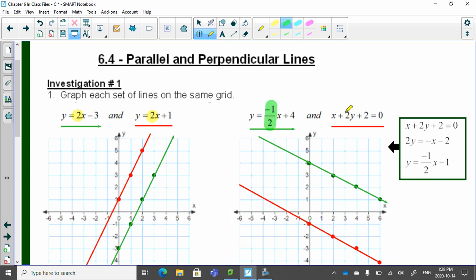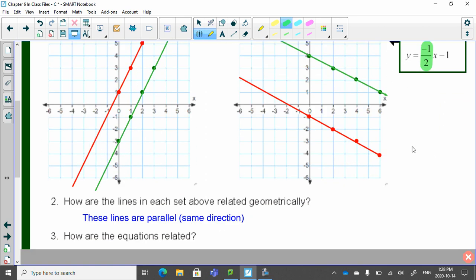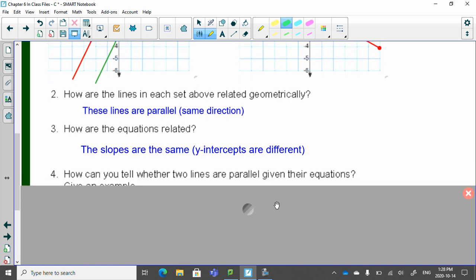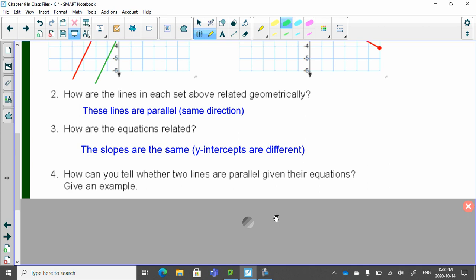Do you see the slope here? Although we can't get the slope from this equation, we put it into y equals mx plus b. Do you see the slope here? The slopes are actually the same. That's what makes them parallel. The slopes are the same. It doesn't matter about the y-intercepts. How can you tell whether two lines are parallel given their equations?